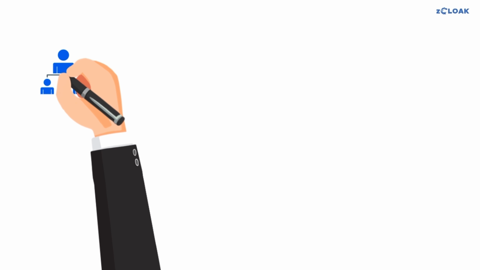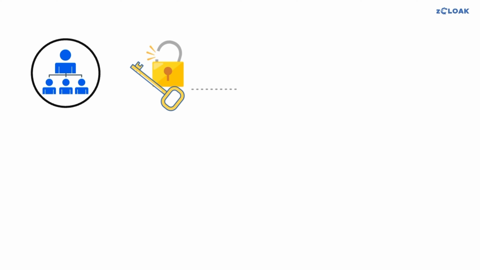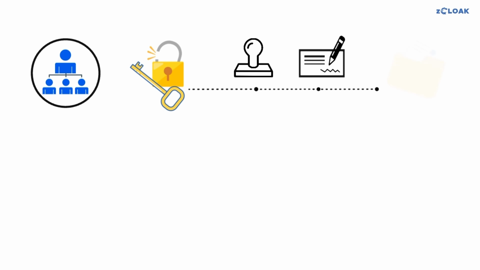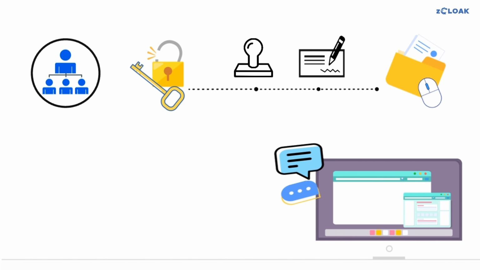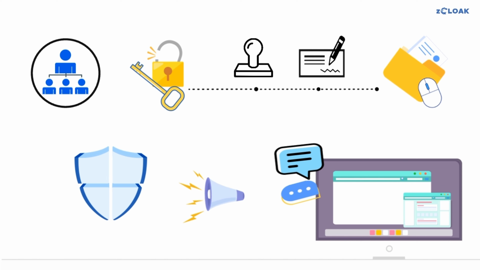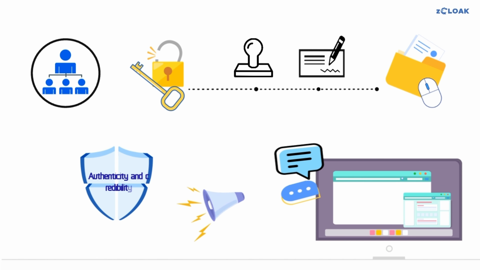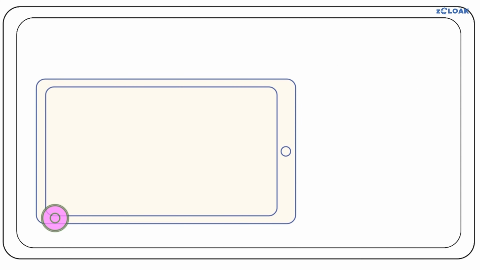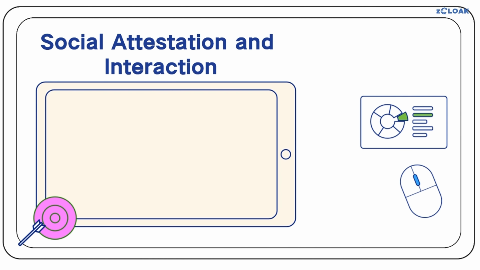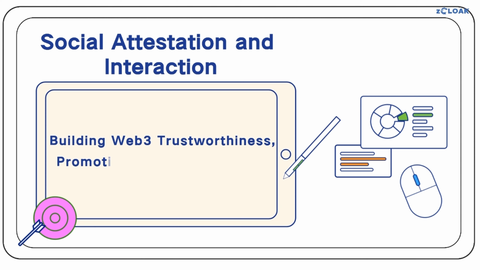From then on, the organization can use their private key to authorize and sign different levels of permissions and transactions, publish verifiable information on social media platforms, strengthen the authenticity and credibility of official announcements, and debunk false information and announcements. Social attestation and interaction, building Web3 trustworthiness, promoting business expansion.